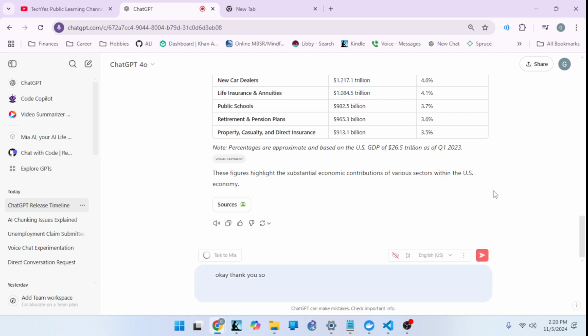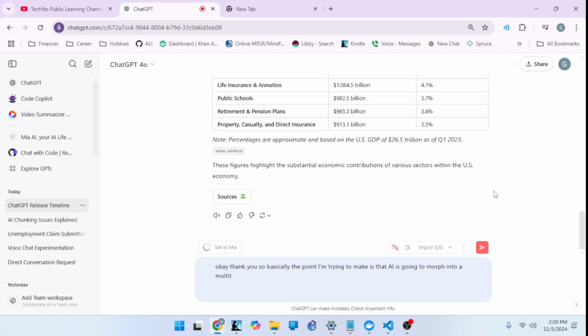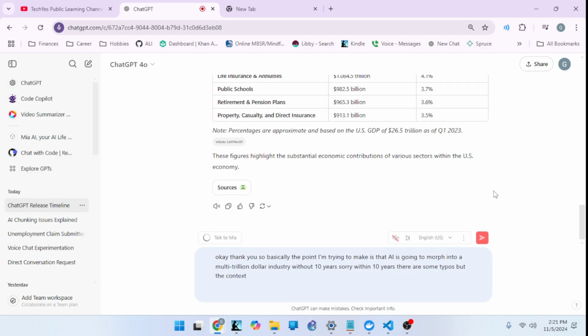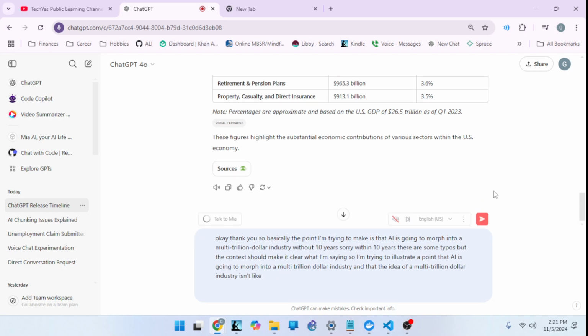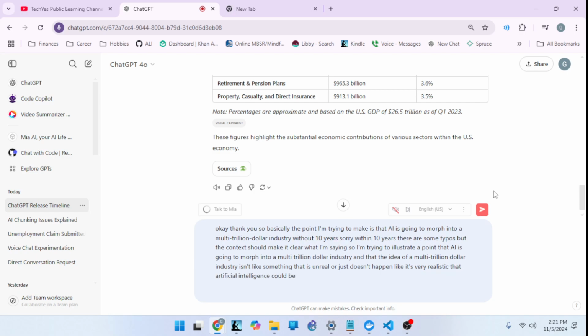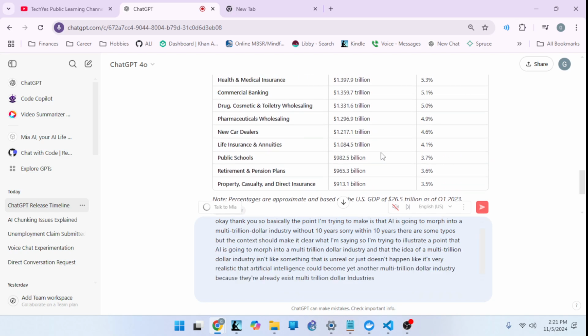Okay, thank you. Basically the point I'm trying to make is that AI is going to morph into a multi-trillion dollar industry within 10 years. There are some typos, but the context should make it clear what I'm saying. I'm trying to illustrate that AI is going to morph into a multi-trillion dollar industry, and that the idea of a multi-trillion dollar industry isn't something unreal or that doesn't happen. It's very realistic that artificial intelligence could become yet another multi-trillion dollar industry, because there already exist multi-trillion dollar industries.